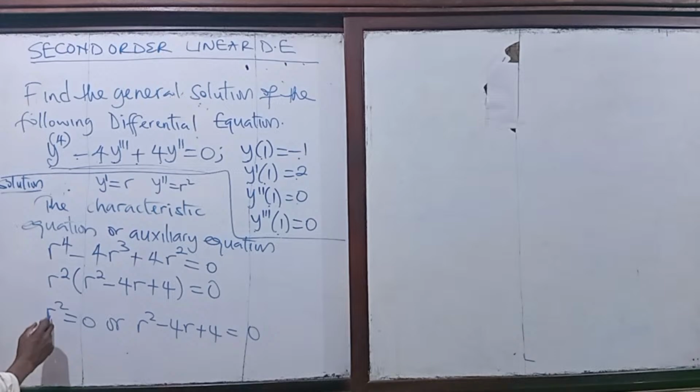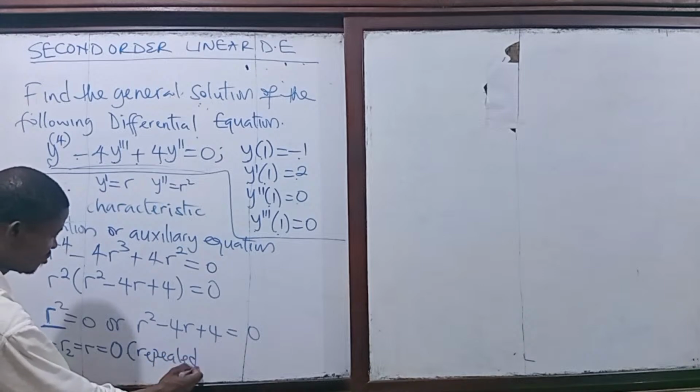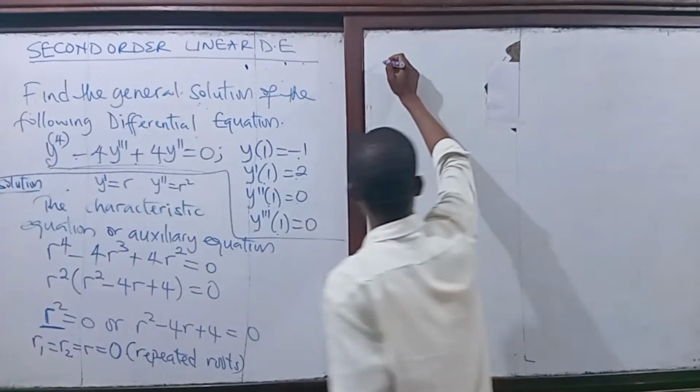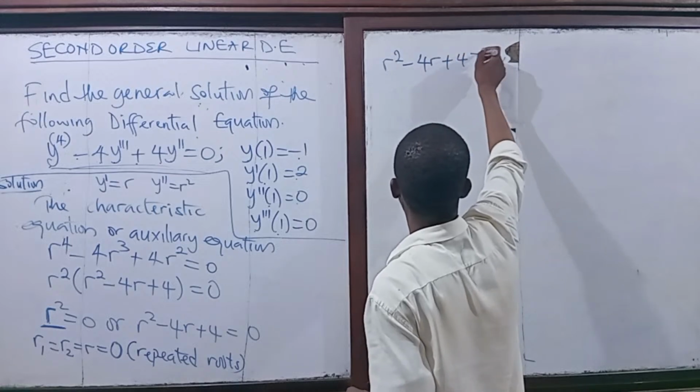So this will be equal to what? We are going to split this one into 2. So r1 is equal to 0. From here we can get 2 roots. So r1 is equal to r2, and that's equal to r, which is equal to 0. Your r1 and your r2 are the same. So this is repeated roots. And then for this equation, r squared minus 4r plus 4 equals 0.